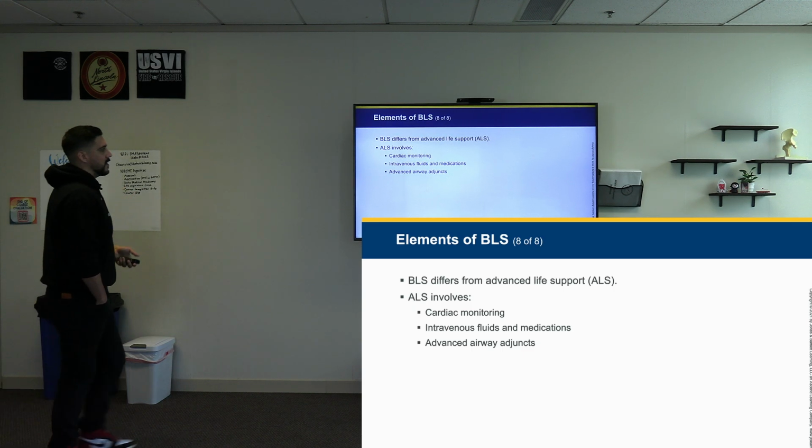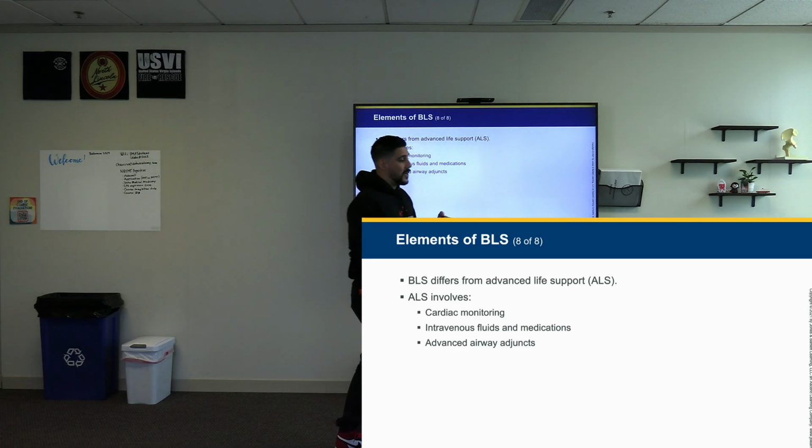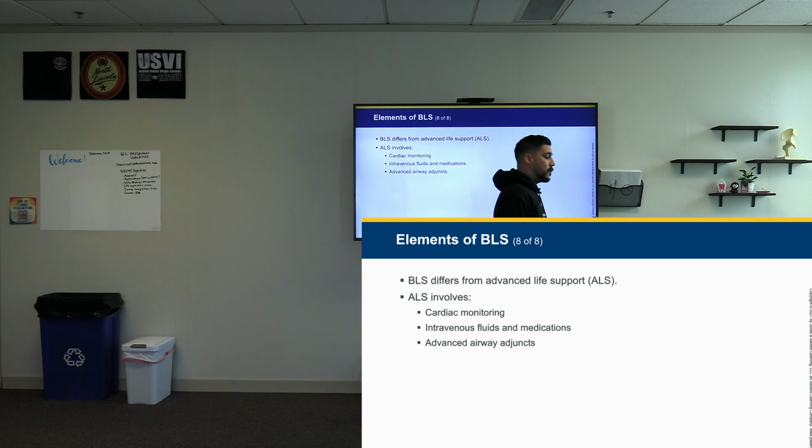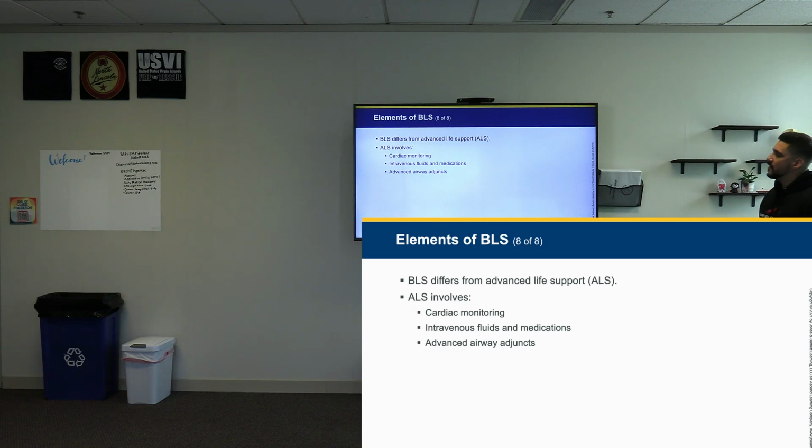And then on top of it, at the ALS level, things like advanced airway adjuncts. So LMAs, iGels, King tubes, even endotracheal intubation, all in the paramedic scope. If you're going to be an advanced EMT, things like LMAs and iGels may be in your scope depending on your state protocol.